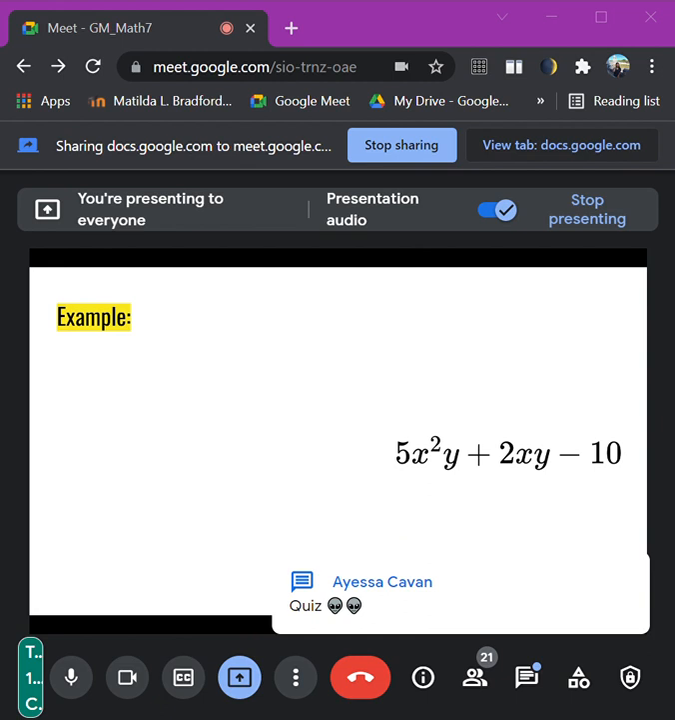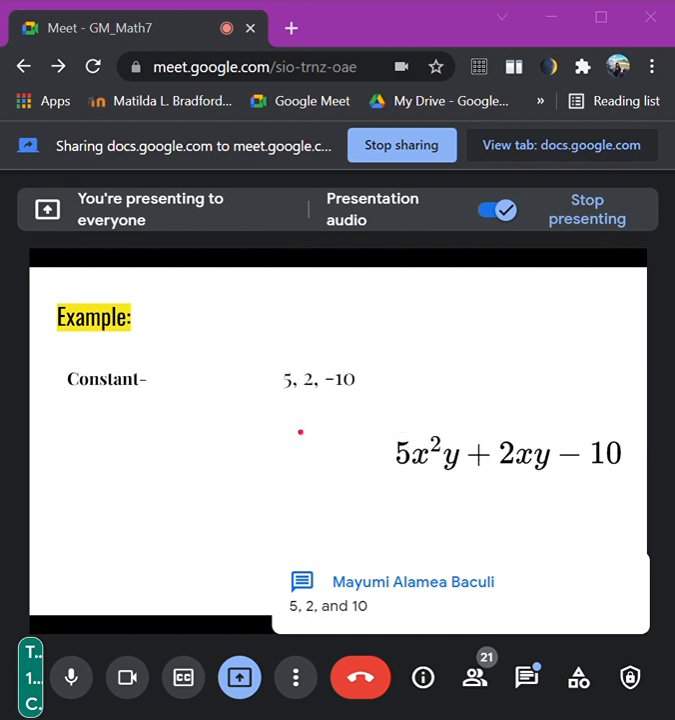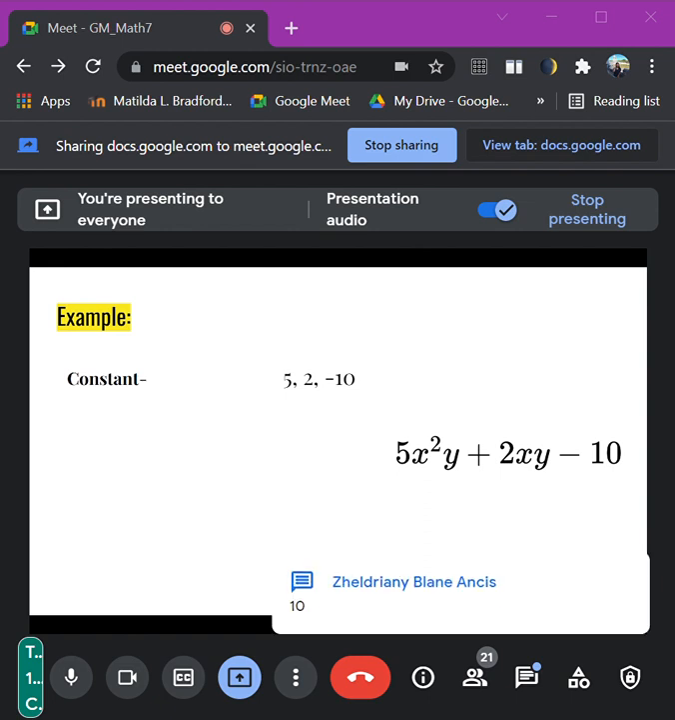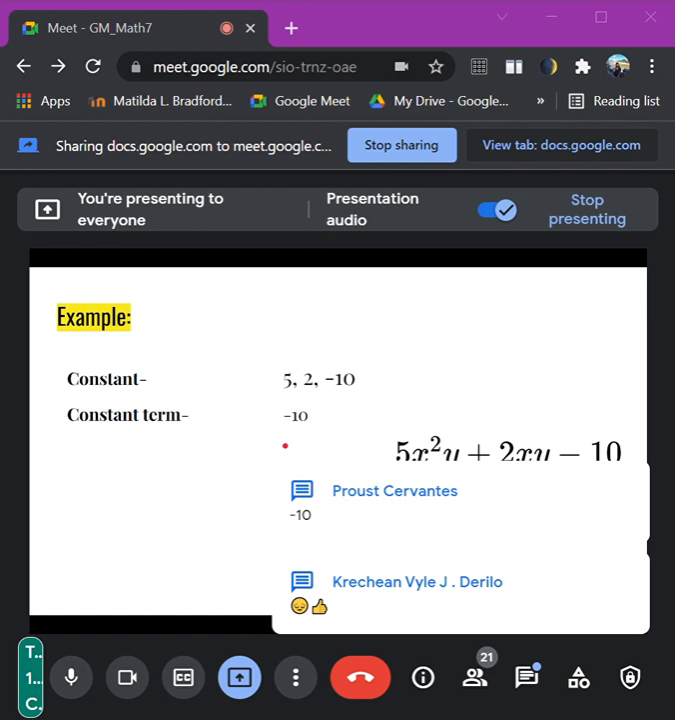So, we have here, what is our constant here, class? 5, 2, and negative 10? Okay, you have there 5, 2, and negative 10. For our constant term, 10. Is it 10? It's negative 10. Okay. That's right. Negative 10 stays. Now, next is variable. What is our variable? X and Y. Okay, X and Y.